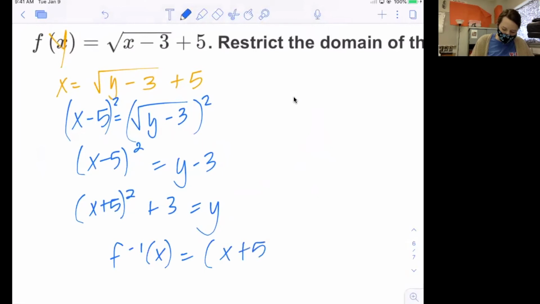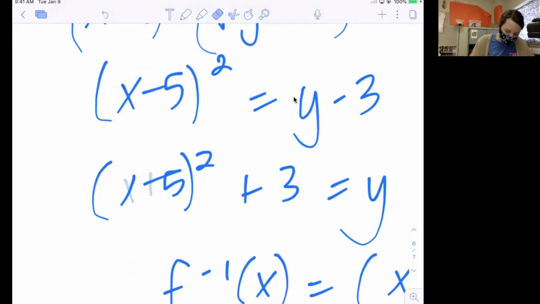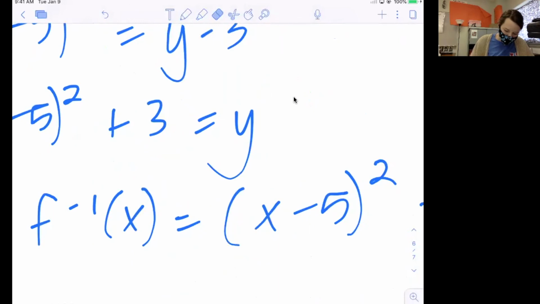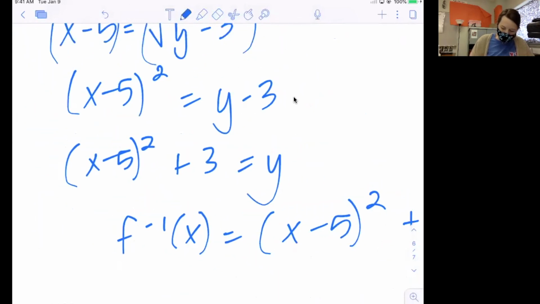Once again, this is our quadratic. Whoops, I somehow changed that to a plus 5 along the way, and it should be minus all the way down. Sorry about that.